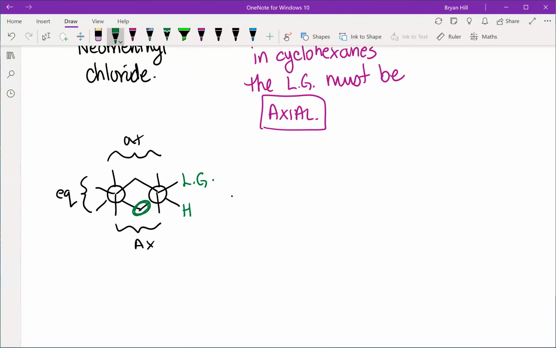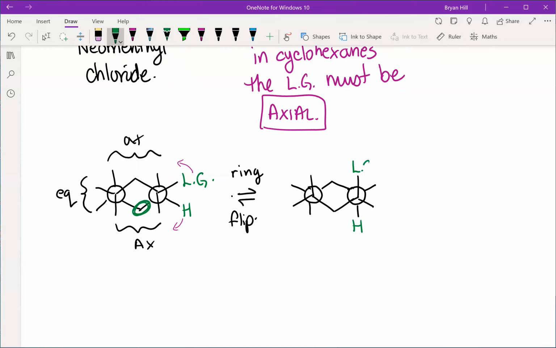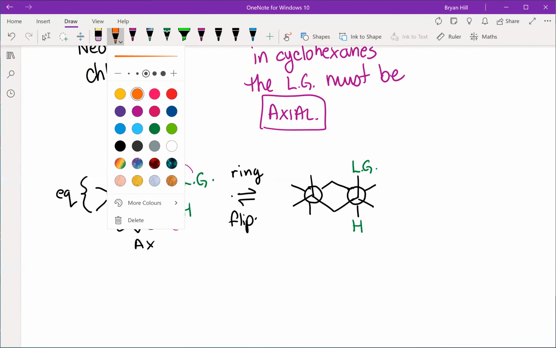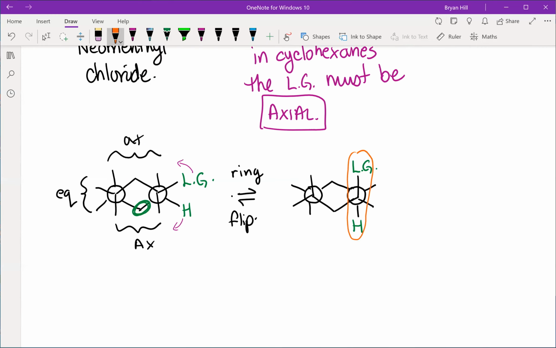Now, when we do a ring flip, what's going to end up happening is that this now is down instead of up. And then the back carbon is up instead of down. And so the leaving group is going to move up, and this proton is going to move down. So on the back carbon, you've got your proton, H. And on the front carbon, you've got your leaving group. And they're now axial, and now they're lined up. So now they are anti to one another. So they can be eliminated.